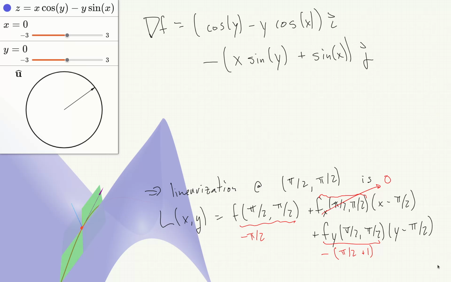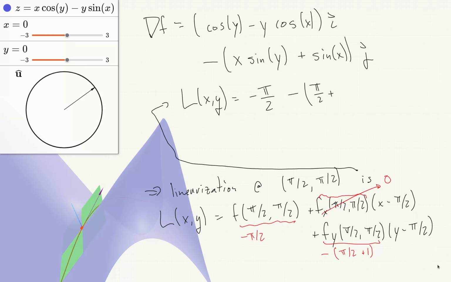Okay, so the linearization at pi over 2, pi over 2 is L of x, y equals negative pi over 2, minus pi over 2 plus 1 times y minus pi over 2. And you could expand that out and simplify it, but we could also just leave it like this.